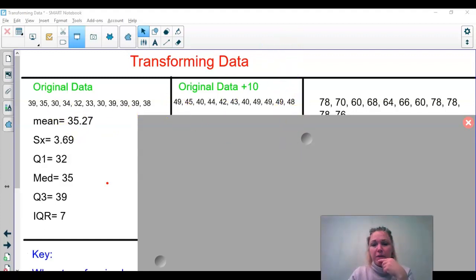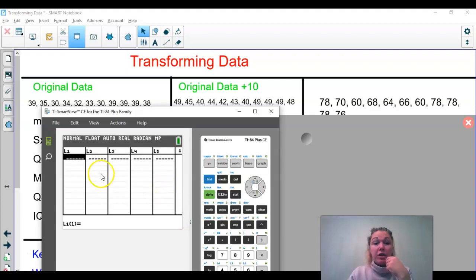So what I want you to do is go to your calculator and clear out L1, just in case you've forgotten how to do it. You scroll up to L1, hit clear, and then hit enter. So I'm gonna go ahead and enter that now. I have 49, 45, 40, 44, 42, 43, 40, 49, 49, 49, and 48.